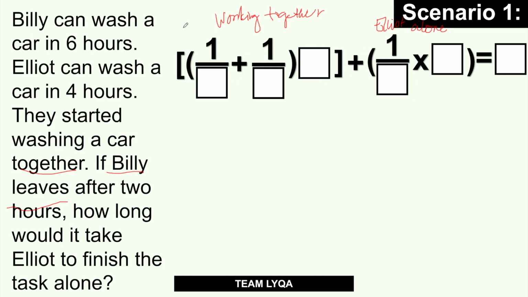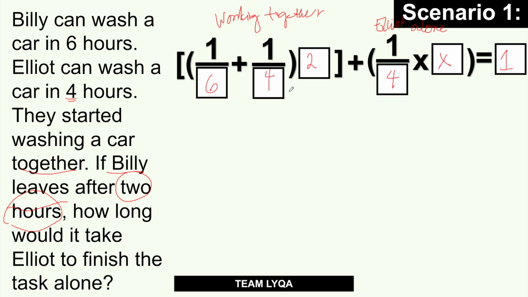So, ang formula natin, this will be 1/6. Mag-isa si Billy, 1/4. Mag-isa si Elliot. Tapos they washed the car together. Ang time was 2 hours. Kasi umalis lang si Billy nung nakadalawang oras na sila nagtatrabaho. So, this will be 2. And then this will be Elliot by himself. Dahil si Elliot can wash the car in 4 hours, this will be 1/4 times X, kasi hindi natin alam kung gaano katagal niya matatapos yung isang kotse. Okay? Again, 1 ito kasi isa lang naman yung kotseng huhugasan nila. Kung dalawang kotse, this will be 2. And then this will be our formula.